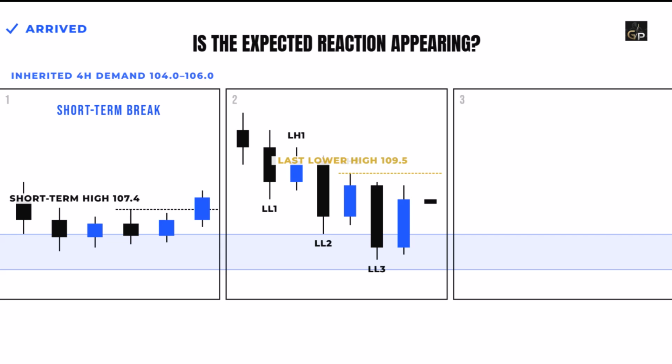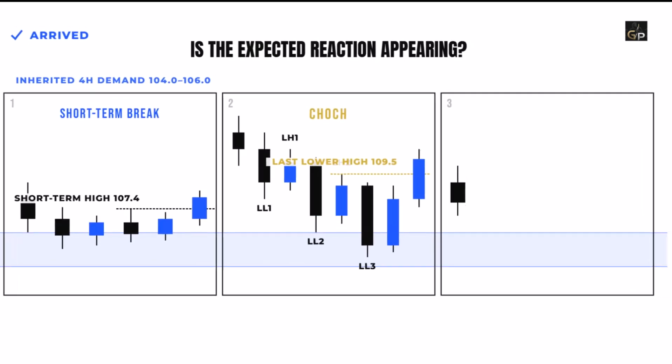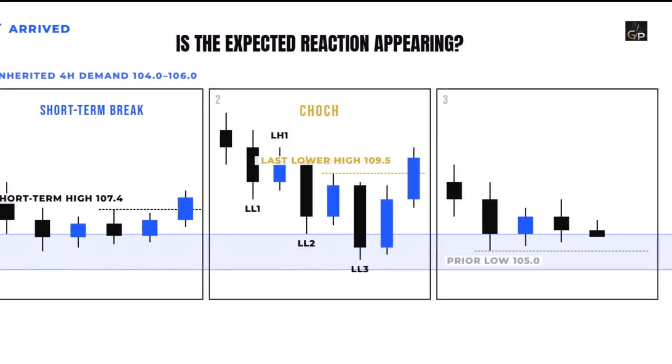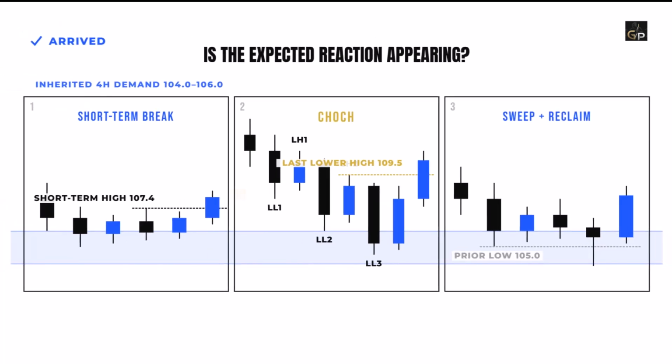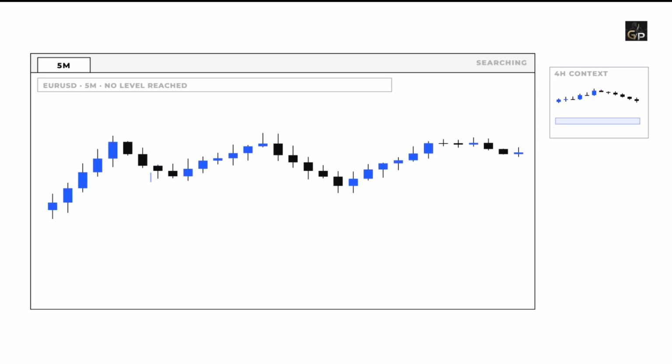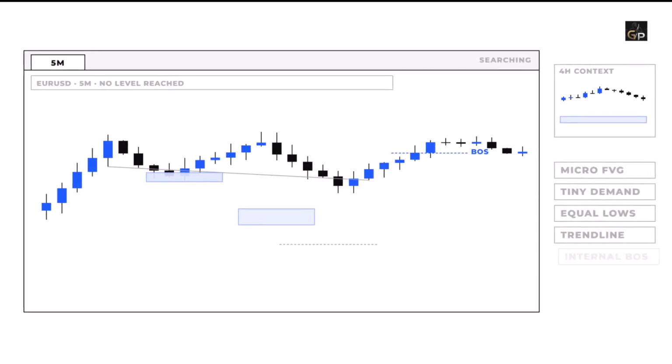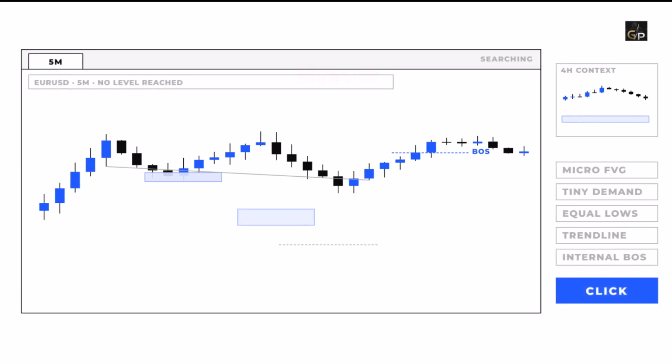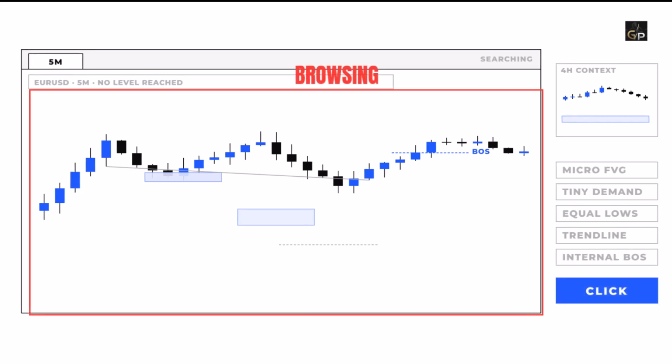That might be a break of the short-term structure in your direction, a change of character on the lower time frame, or a sweep of the low followed by an immediate reclaim. Any other use of a 5-minute chart is browsing. And browsing on a 5-minute chart is simply generating reasons to click. If price hasn't reached your level yet, that chart should be closed.